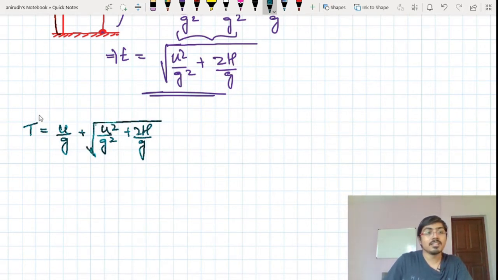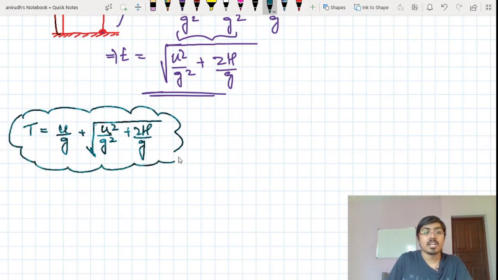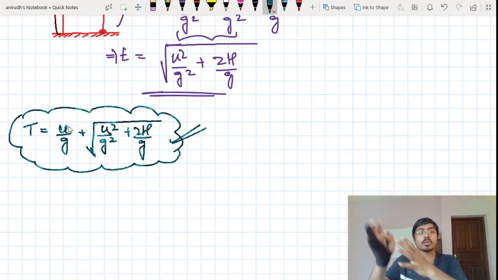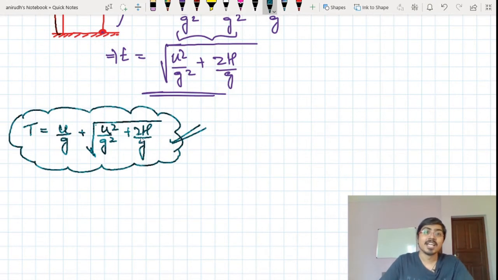Right? So this is the answer for your question. U by g plus root of u square by g square plus 2h by g. I will suggest you to remember this, learn it by heart. It is very easy to remember, isn't it? U by g, time taken to go up, and then root of u square by g square plus 2h by g. Remember, this is the time of ascent, this is the time of descent. The first part is the time of ascent and the second is the time of descent.